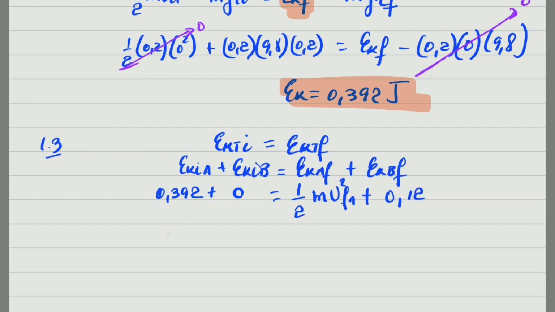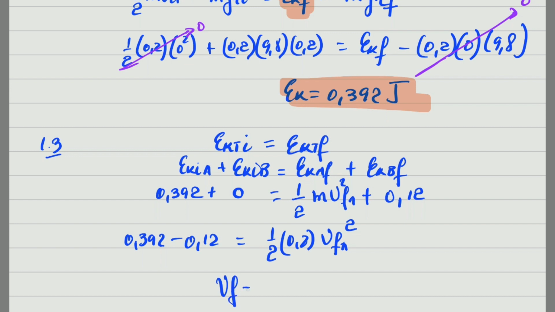Now if we substitute that side, we have that 0.392 minus 0.12 is equal to half. The mass is 0.2 multiplied by speed final A to the power 2, which is the question, and the final answer here would be 1.64 meters per second. And they asked to calculate the speed, so the final answer is without direction because speed is a scalar quantity and you don't have to give a direction. So this is the answer for 1.3.